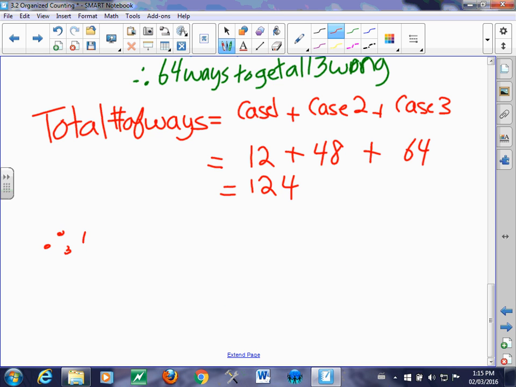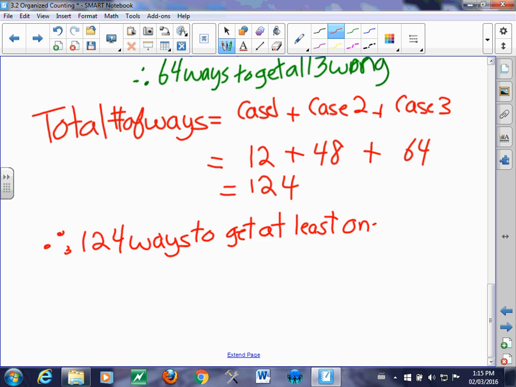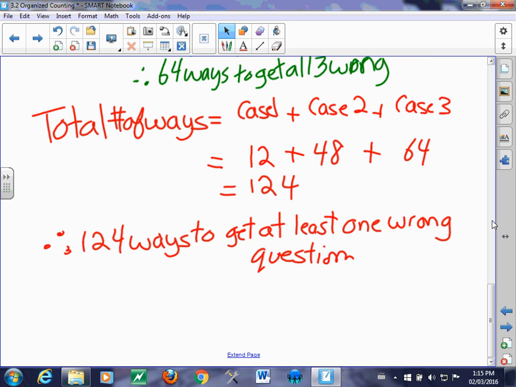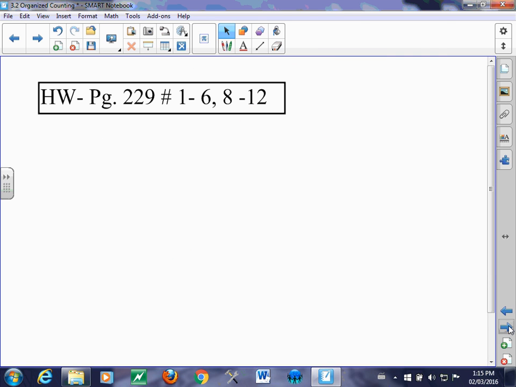Okay, so that nice therefore statement. So therefore, there's 124 ways to get at least 1 wrong question. Okay, so folks, that was the direct method where we found the answers to each of them. Now I'm going to show you the opposite and the indirect method. And some of you are going to like this and some of you are not. And that's okay. So I'm just going to put it below here.